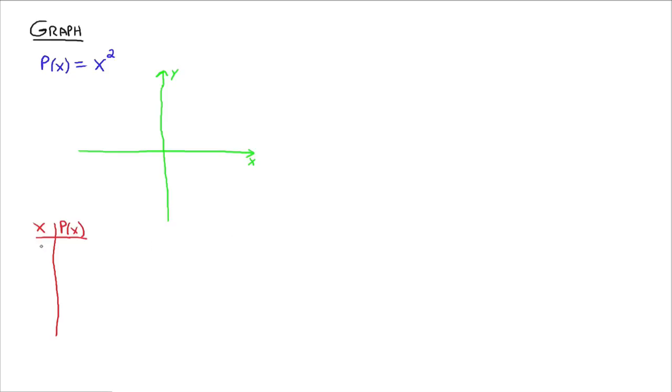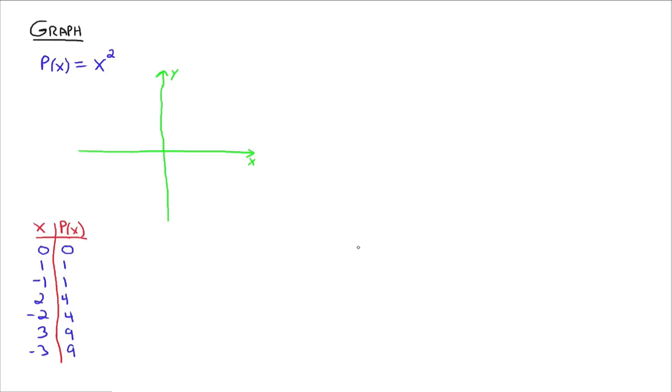Okay, so we let X be 0. So plug 0 in for X, get 0 squared, which is 0, so P of 0 is also 0. Let x be 1, plug 1 in, you get 1 squared, which is 1. If you take negative 1 and substitute that in, you get negative 1 squared, which is also 1. 2 gives you 4. Negative 2 also gives you 4. If you take 3 and substitute in for x, you get 3 squared, which is 9. And if you take negative 3 and plug it in, you also get 9.